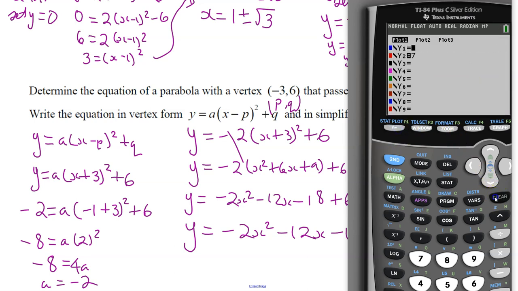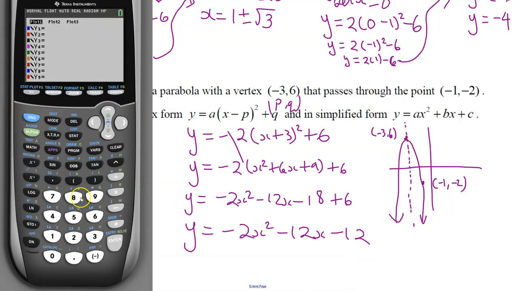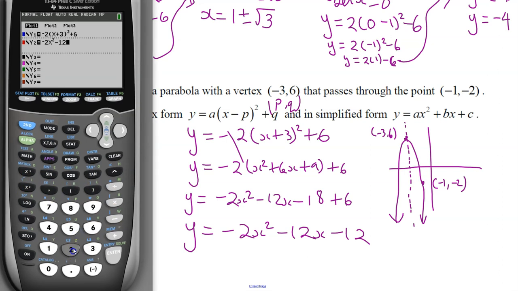Let's go to y equals. Let's clear out what we've got in there. Clear. Okay, so I want negative 2. Let's see if I can make that fit. There we go. So y is equal to negative 2 bracket x plus 3 bracket squared plus 6. And that'll be the blue graph. The red graph will be negative 2x squared minus 12x minus 12.